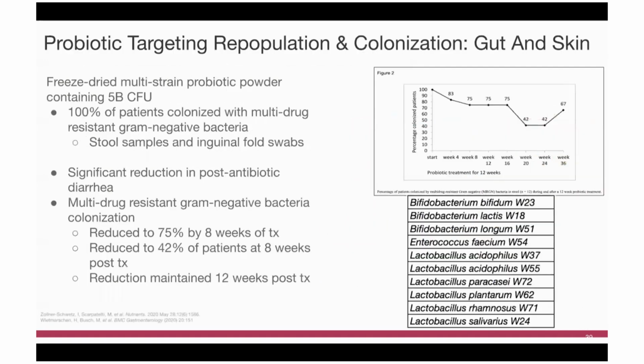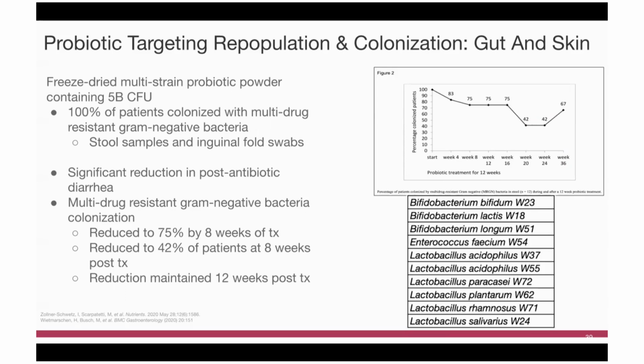So for this particular study, I pulled it for this talk because one of the things assessed was bacteria in inguinal skin folds, which is a big deal, especially in our type 2 diabetics that have had the disease for quite a while and in people who are struggling with obesity. So the multi-strain freeze-dried powder probiotics were given to patients who had been colonized with multi-drug resistant gram-negative bacteria. The levels of this MGRN were monitored with both stool samples and inguinal fold swabs.